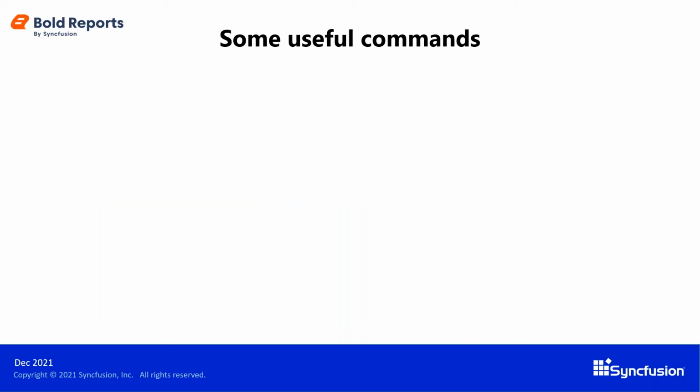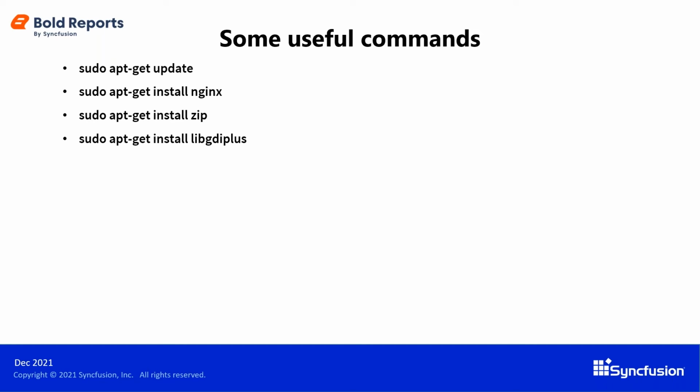Before installing the Linux package, let's go through some of the useful commands which will be helpful in the installation process. The update command downloads the package list from the repositories and updates them to get information on the newest versions of packages and their dependencies. This command is used to install Nginx. Nginx is open source software for web serving, reverse proxying, caching, load balancing, media streaming, and more. The install zip command is used to zip or unzip files. The libgdiplus command is used to install the libgdiplus package to render text and images.